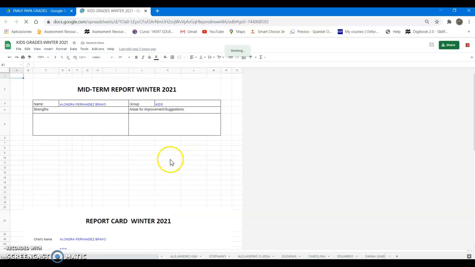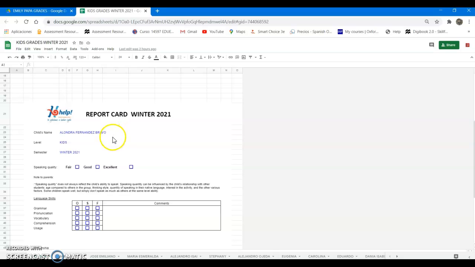In the format, we have 13 tabs, which is for each student. You will have to fill out the first one that says midterm report card, writing some strengths and some areas for improvement. You have to be positive in your comments. These reports are given to their parents.